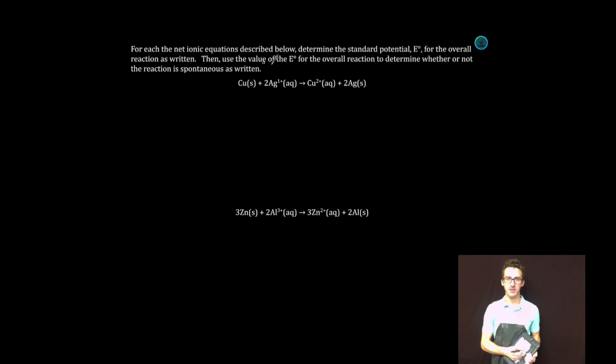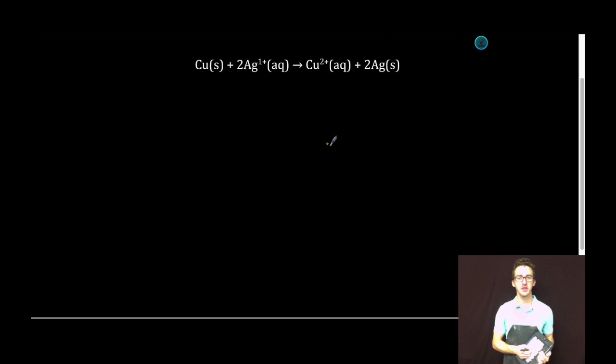For each of the net ionic equations described below, determine the standard potential, E naught, for the overall reaction as written. Then, use the value of the cell potential for the overall reaction to determine whether or not the reaction is spontaneous, thermodynamically favorable, as written. Let's take a look at this first one.